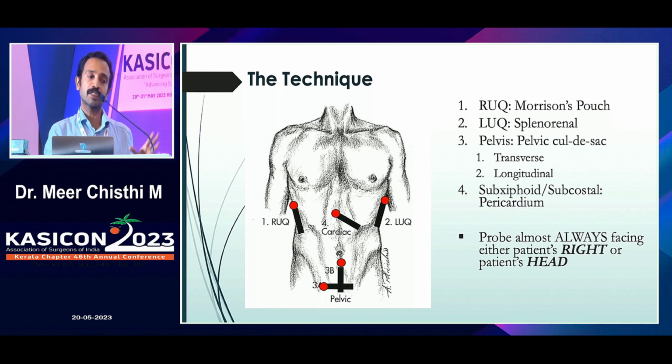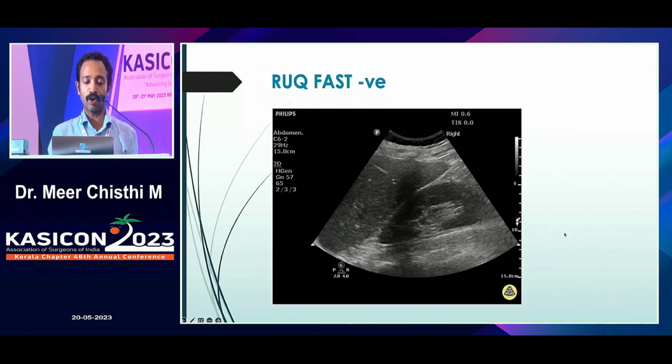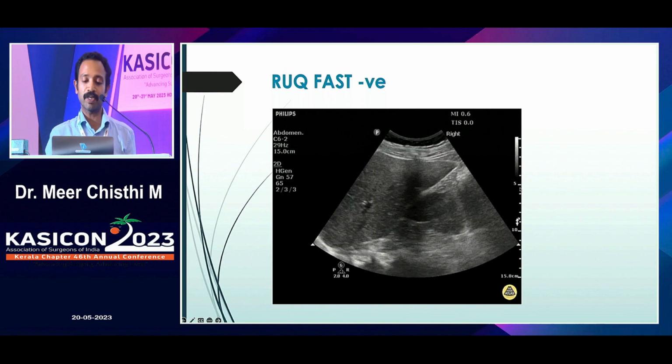And in all these positions, the probe is placed in such a way that it is facing the patient's head or the right side of the abdomen. You start off with the classical position, that is the right upper quadrant, and here you are looking for the presence of fluid in 4 sites: the subphrenic space, the pleural space, the Morrison's or the hepatorenal space, and the paracolic gutter. This is how a normal FAST will appear. I hope that is clear.